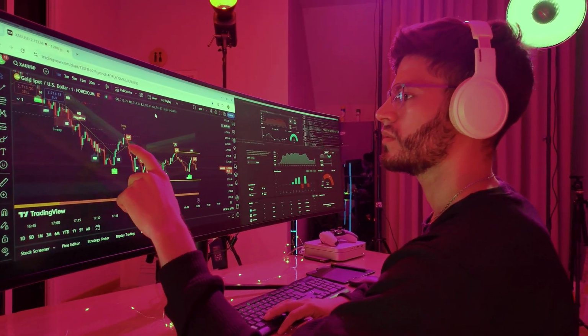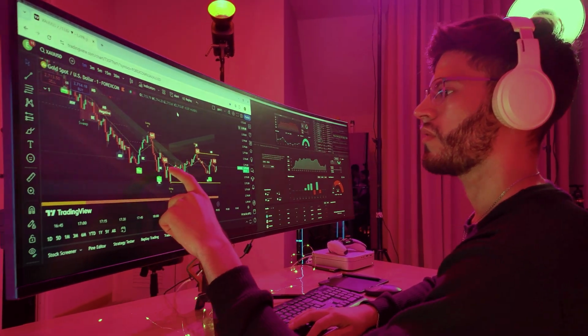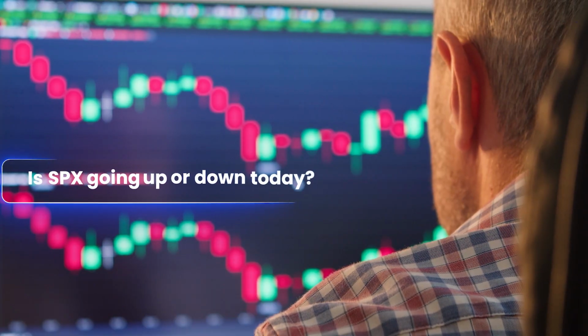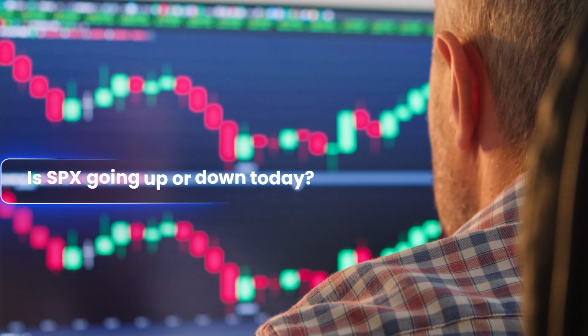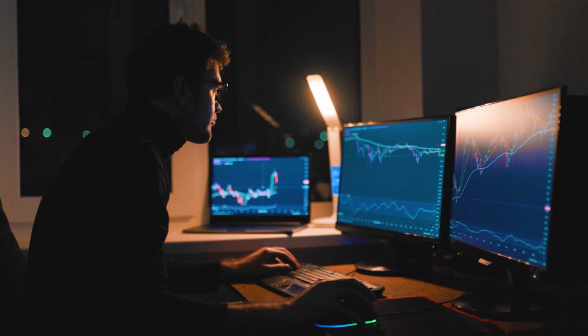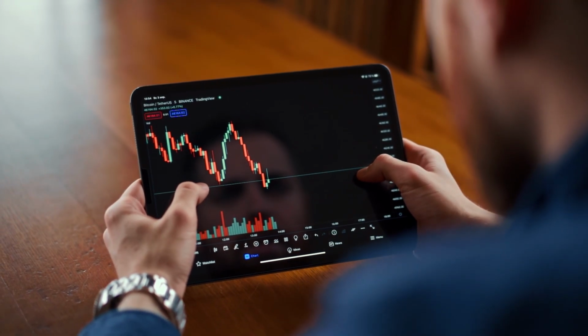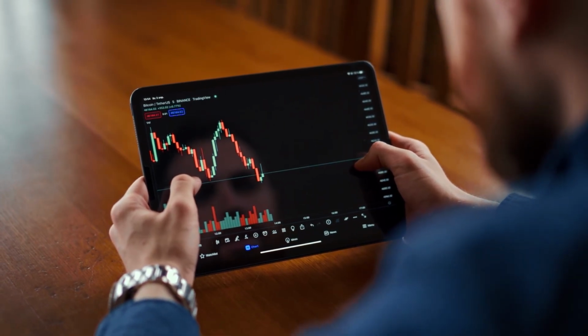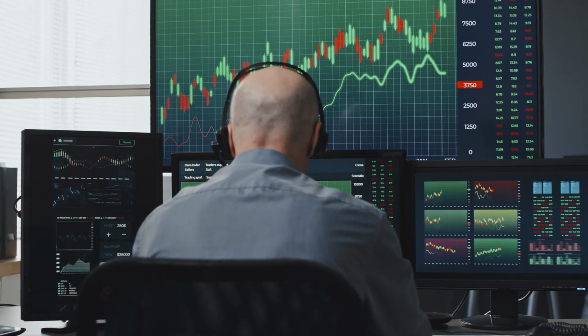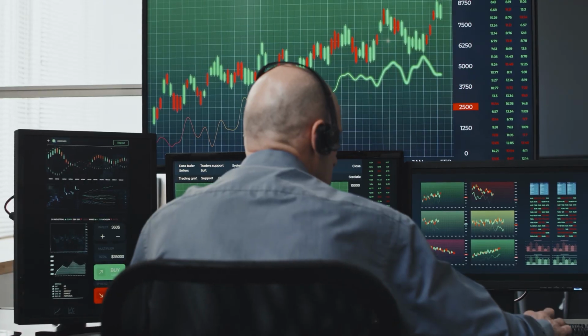The biggest mistake, in my opinion, starts with the question traders ask. Most people begin with, is SPX going up or down today? But that's not the question I'm trying to answer. Even if you're bullish, that doesn't automatically mean buying calls is a good trade. And even if you're bearish, that doesn't automatically mean buying puts is a good trade.